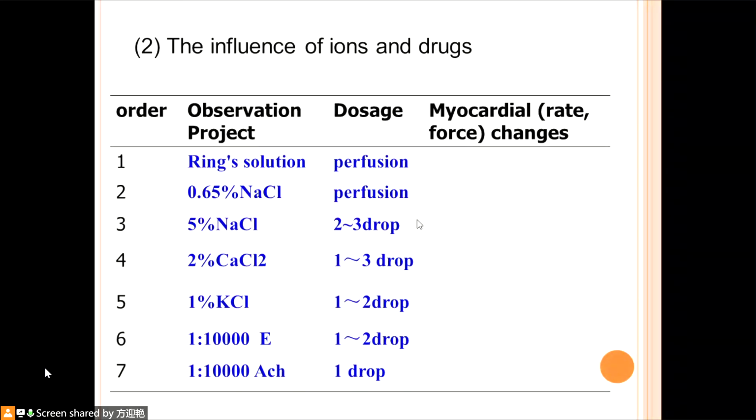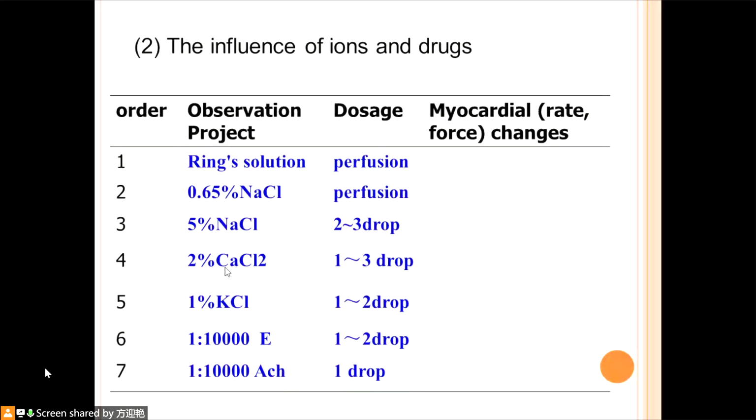And also the one drop. We found the curve change, and then we immediately washed with Ringer's solution, and the curve recovered.